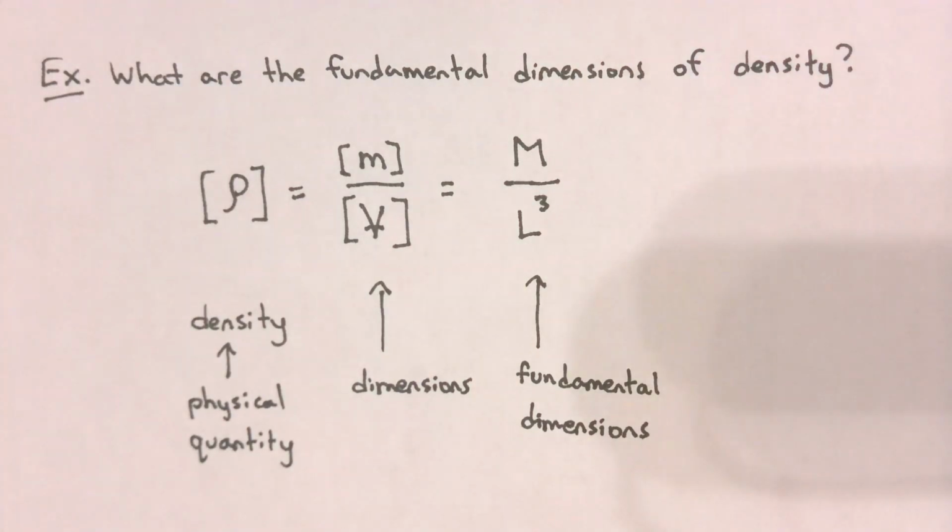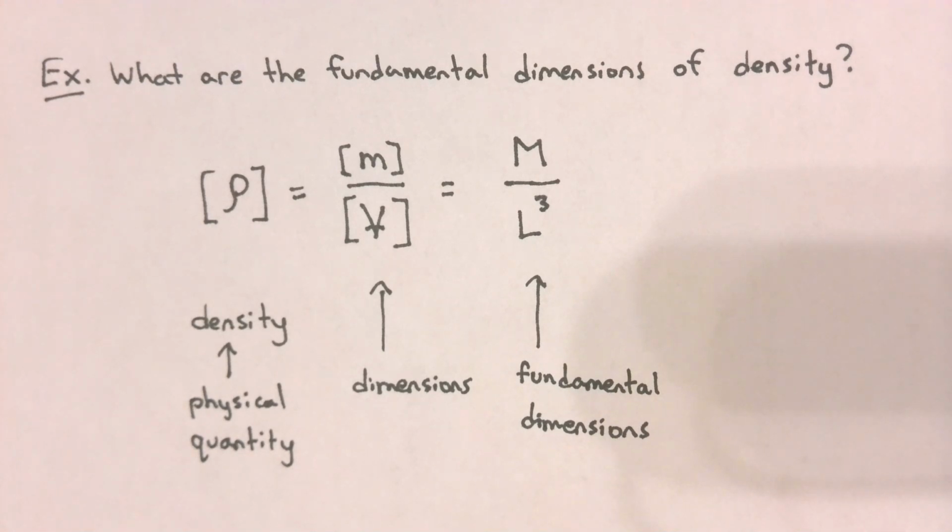If we know that the density is equal to mass over volume, and we take the dimensions of density, that is equal to taking the dimensions of our mass variable and dimensions of our volume variable. The dimensions of mass are, well, mass. And that's actually about as fundamental as they can be. So, mass itself is a fundamental dimension. However, volume can be broken down into 3 length dimensions. So we break down volume as length cubed. Therefore, the fundamental dimensions of density are mass over length cubed.